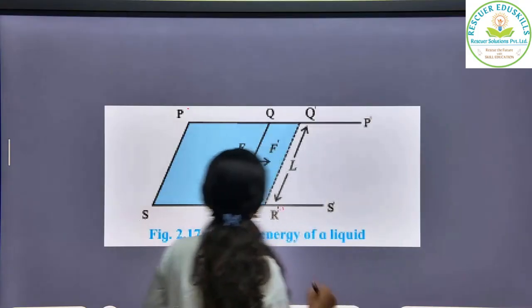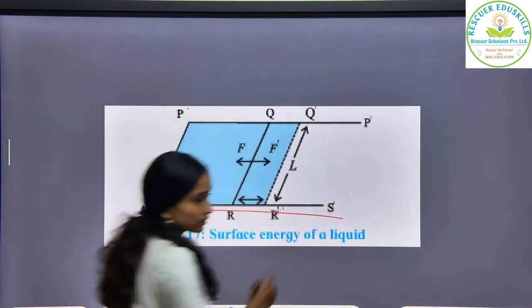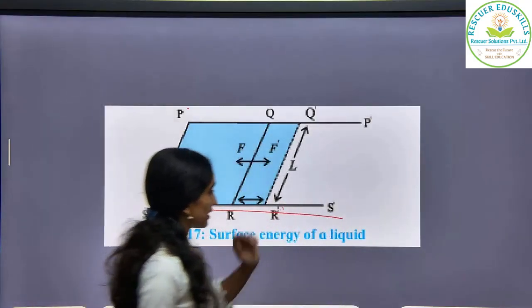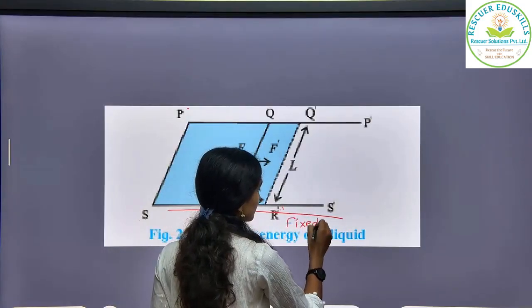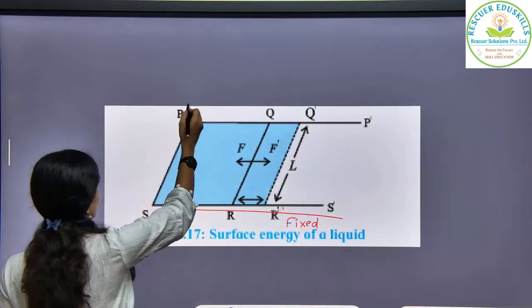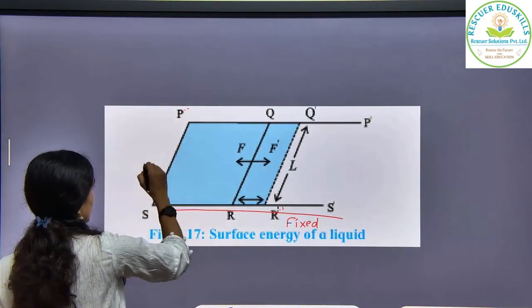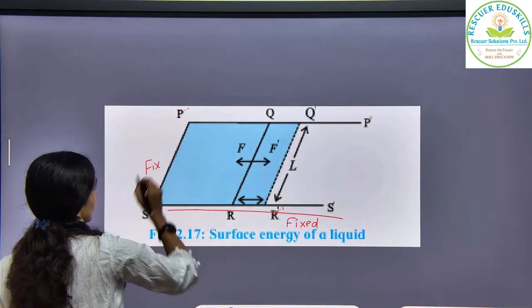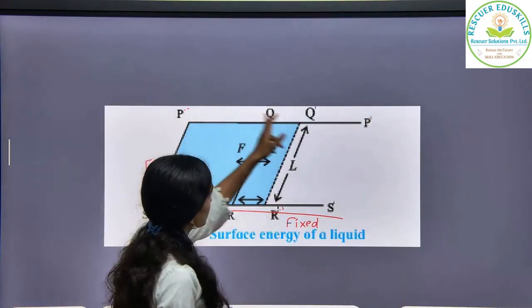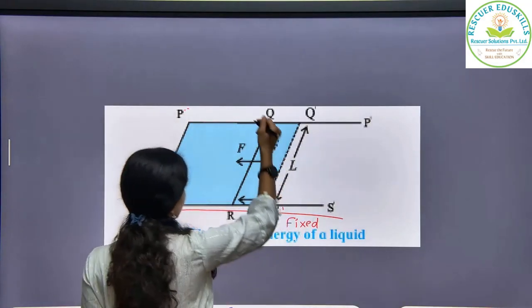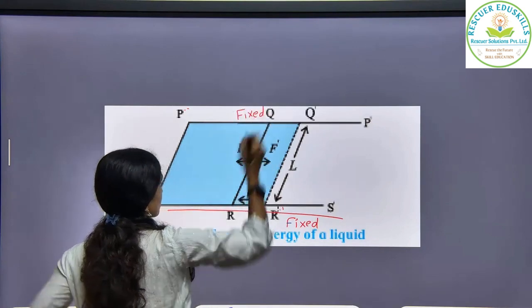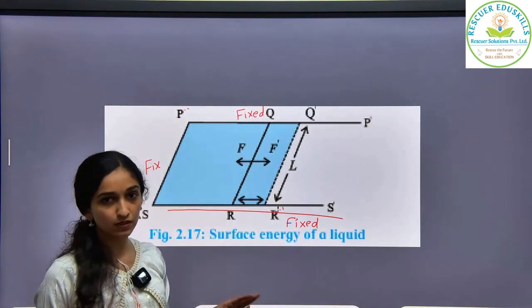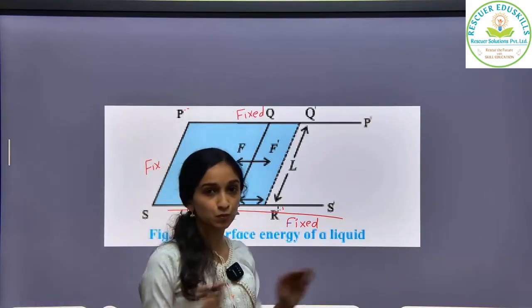This whole area from S to S dash is fixed. Again, this area from P to S is also fixed. And this area from P to Q dash and P dash is fixed. What does fixed mean? That means it is not moving anywhere.